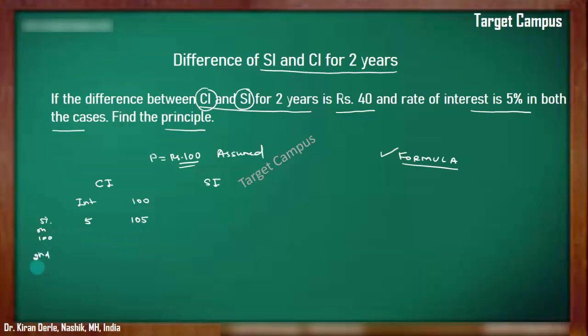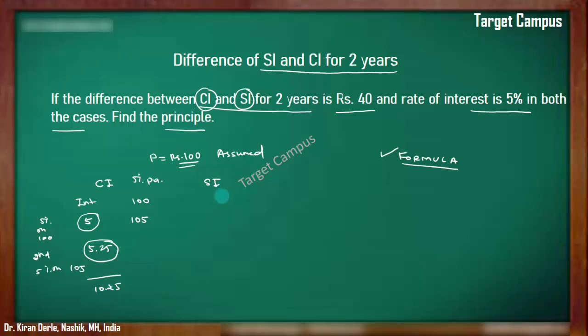For the second year it would be 5% on 105. So what is 5% of 105? 10% is 10.5, so 5% is 5.25. So the compound interest for 2 years on rupees 100 at 5% per annum is rupees 10.25. I hope you are getting this point. We have taken the principal as 100, and the rate of interest is given in the question as 5%.